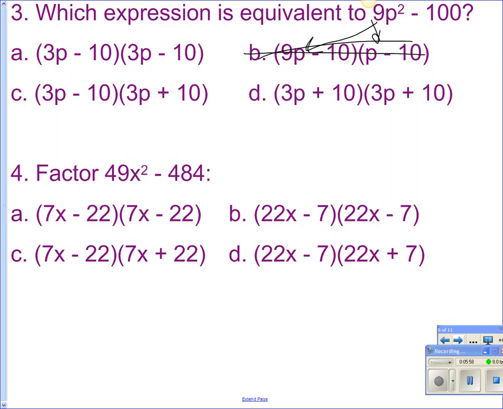Good. Why is A wrong? Good. They have 2 minuses. And guys, you know when there's a minus in the middle, your signs have to be different. So that's why you can mark it out. Chuck, what's the last one that's wrong? D, why?